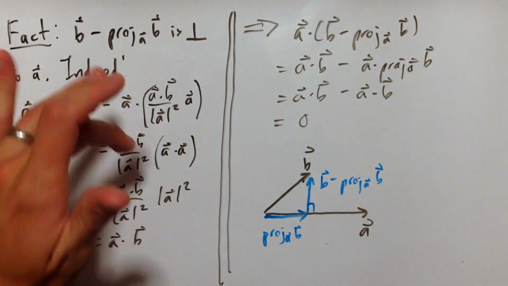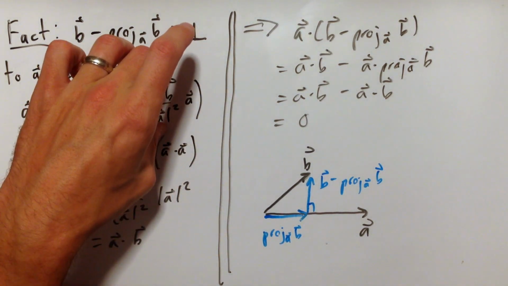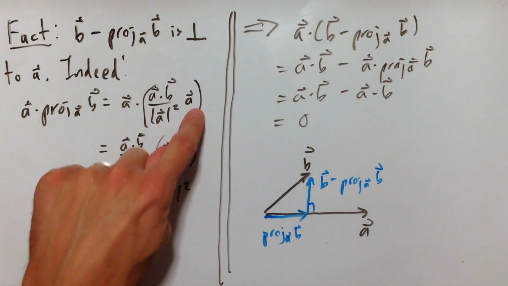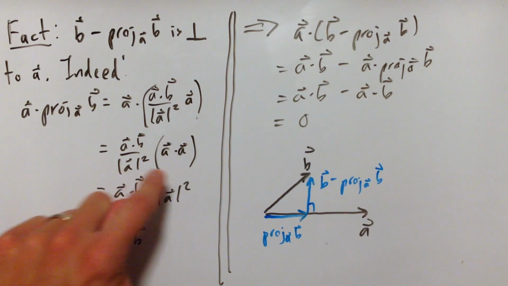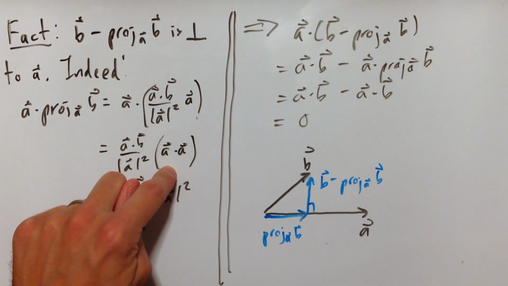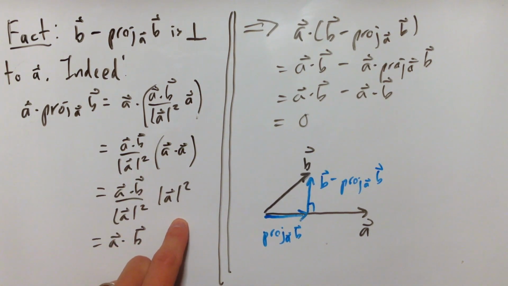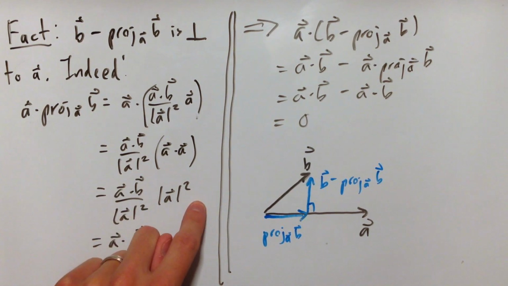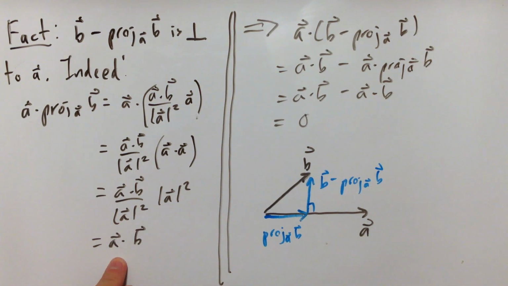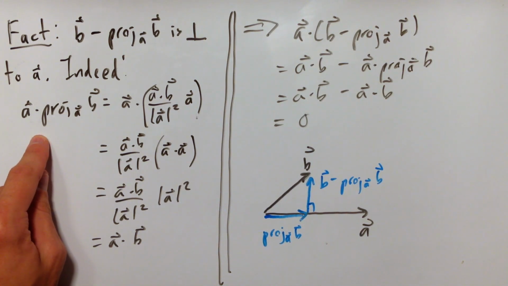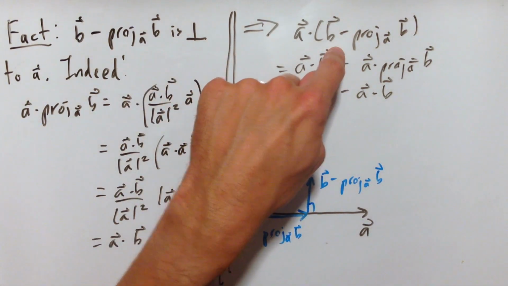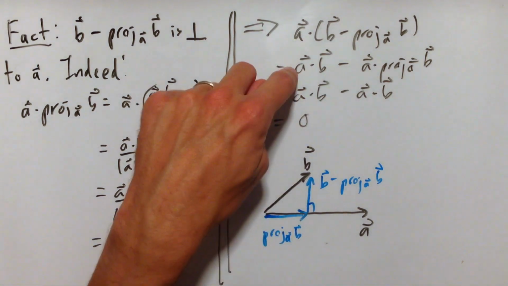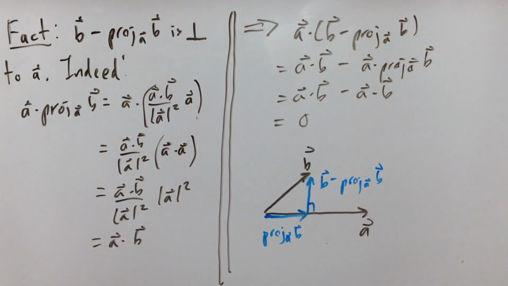So the two vectors I'm actually dotting in here are a and a. It just so happens that there's a scalar multiple of a right there. So I pull that out, and I'm left with a dot a over the magnitude of a squared times a dot b. Well, a dot a is equal to the magnitude of a squared. The magnitude of a squared in the bottom cancels out the one on the top. So this is just equal to a dot b. So the dot product of a and b is the same as the dot product of a and the projection of b along a. So when I take the dot of a with b minus the projection of b along a, I end up with a dot b minus a dot b, which is 0.